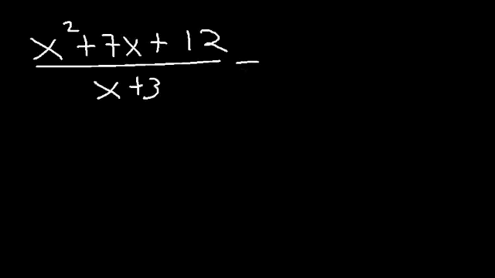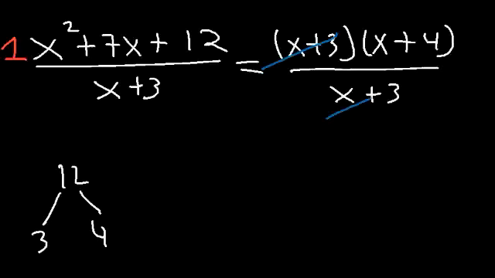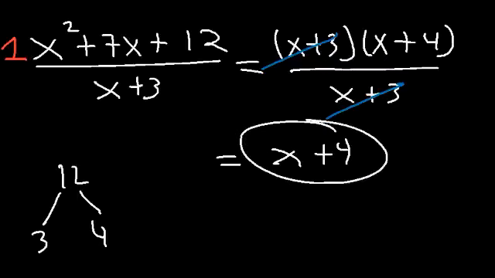Let's divide by factoring. To factor the trinomial, we need to find 2 numbers that multiply to 12, but add to 7. 3 times 4 is 12. 3 plus 4 is 7. So we can factor it like this. It's x plus 3 times x plus 4. Now we can cancel these 2 terms. So therefore, it's x plus 4. So x squared plus 7x plus 12 divided by x plus 3 is x plus 4. So that's how you can divide 2 polynomial expressions by factoring. Just factor and cancel.